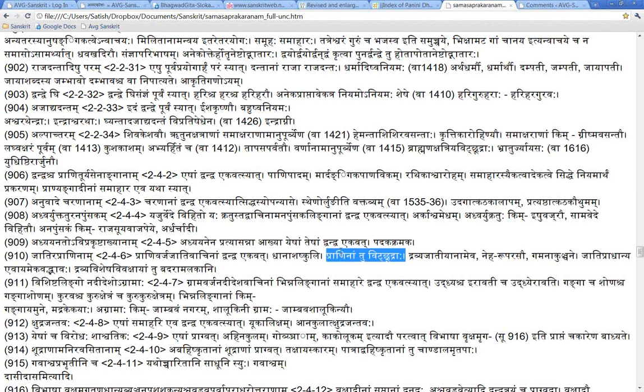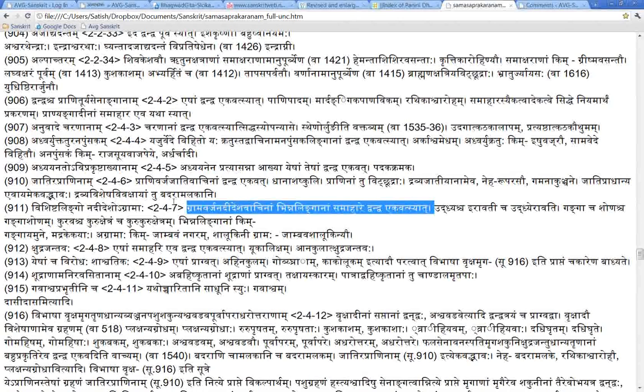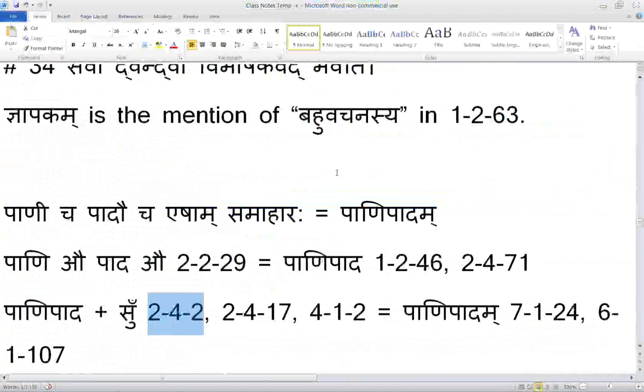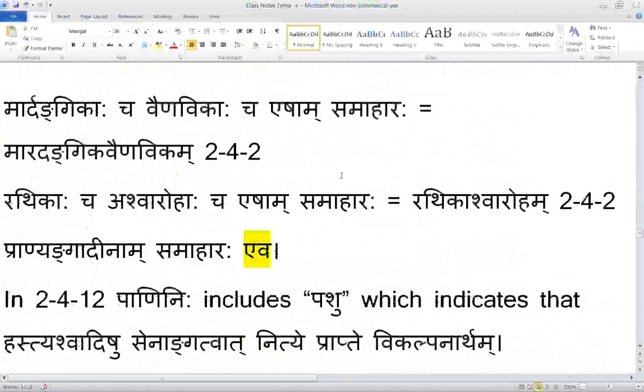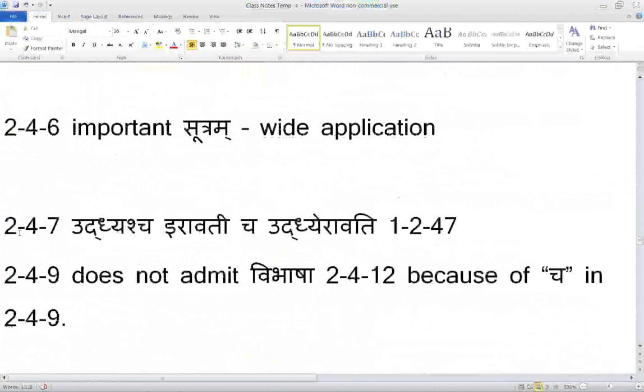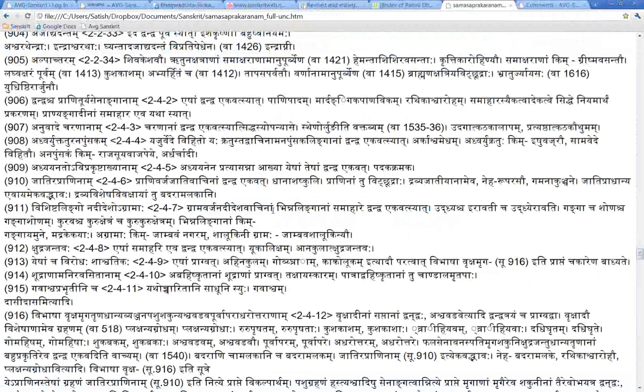And then he goes on: Vishishtalingo Nadi Desha Gramaha, Nadi Desho Gramaha, Vishishtalingo Nadi Desho Gramaha. The Grama Varja Nadi Deshavachinam Hinnalinganam Samahare Dvandva Ekavasyat. This we saw, I think, on April 20th or maybe April 27th. Let's see, did we give the example? Yeah, we saw this one on April 20th: Udhyascha Iravati Cha Udhyeravati. So this is going back there. We saw this one: Grama Varja, excluding Grama Varja, Nadi Deshavachinam.